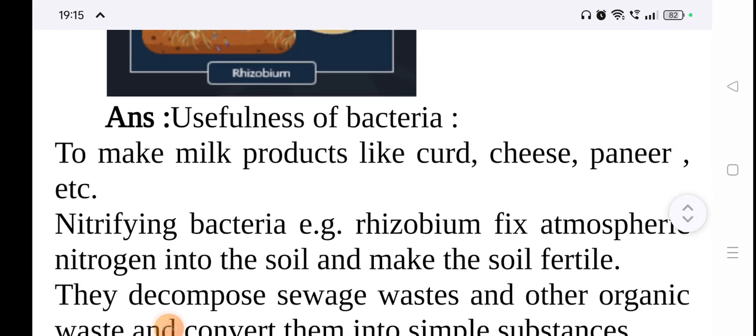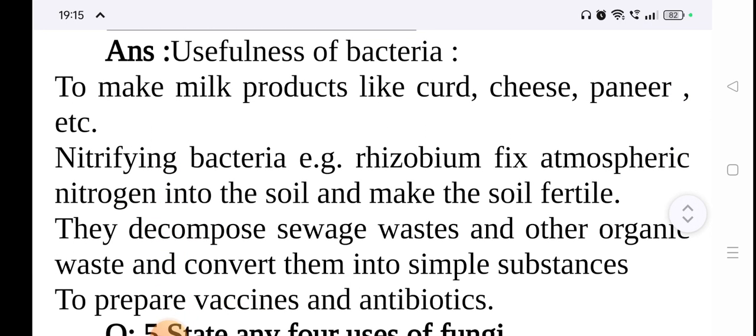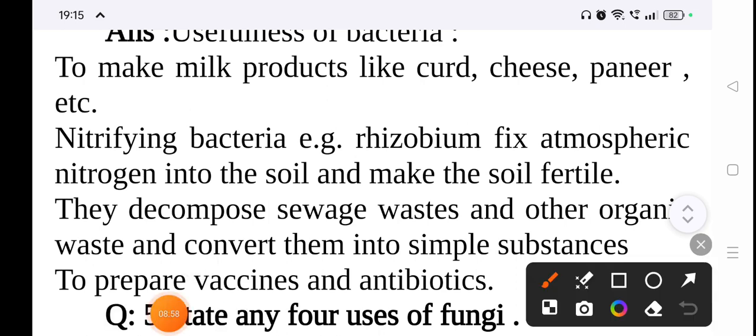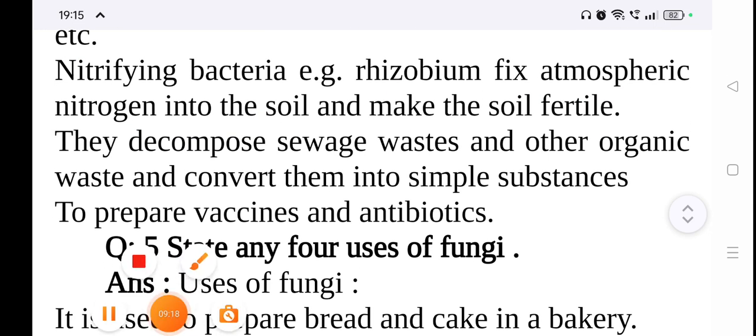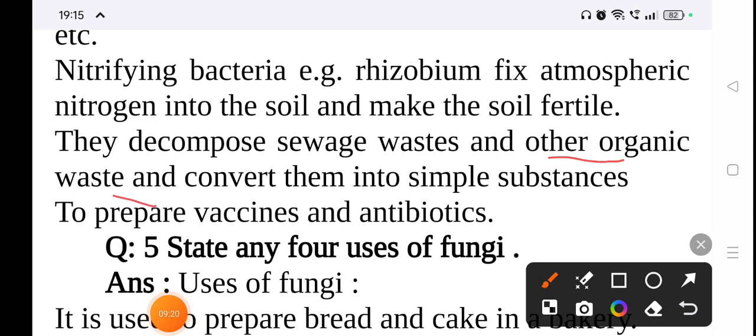Now see the usefulness of bacteria: to make milk products like curd, cheese, paneer, etc. Nitrifying bacteria, example rhizobium, fix atmospheric nitrogen into the soil. Rhizobium bacteria fix atmospheric nitrogen into the soil and make the soil fertile. They decompose sewage waste and other organic waste and convert them into simple substances, and are used to prepare vaccines and antibiotics.